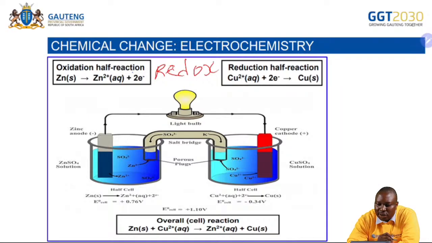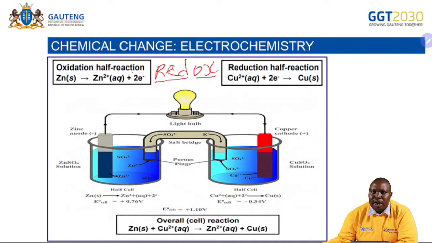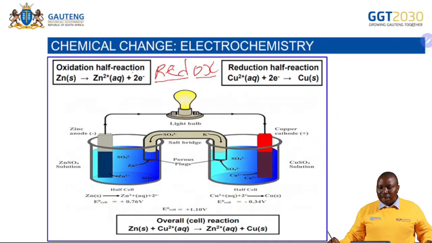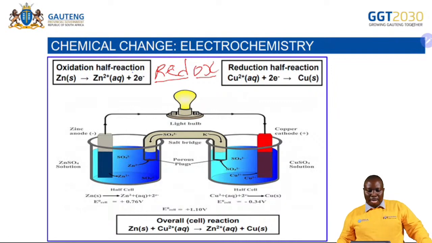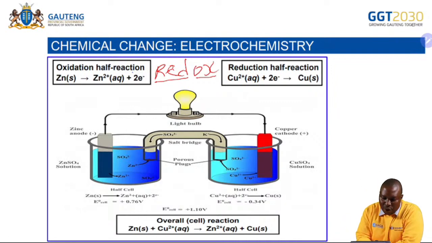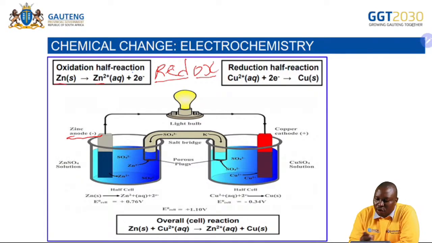So because it's redox, it means one substance must undergo oxidation, one substance must undergo reduction. Remember, these two reactions take place simultaneously, which means when one substance loses electrons, the other substance will gain those electrons. So that is what is happening. In this case, at the anode we have zinc, which means zinc is going to lose electrons to form zinc 2 plus. And then copper 2 plus is going to gain electrons to form copper. So you got to understand that.